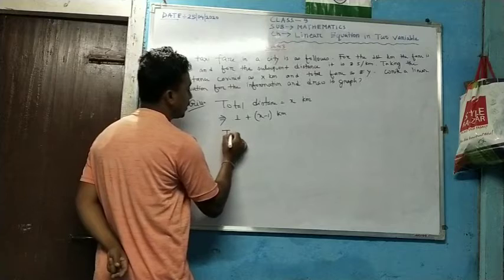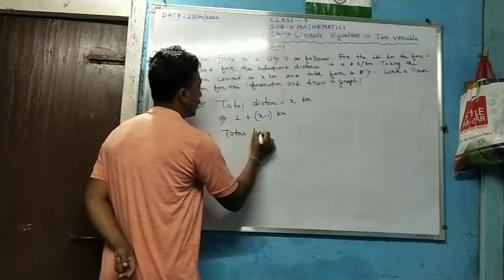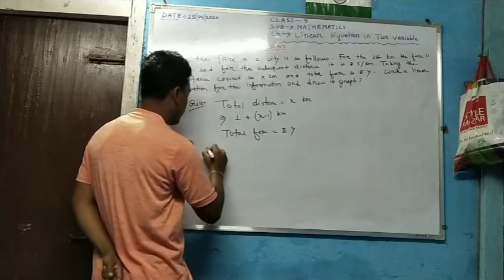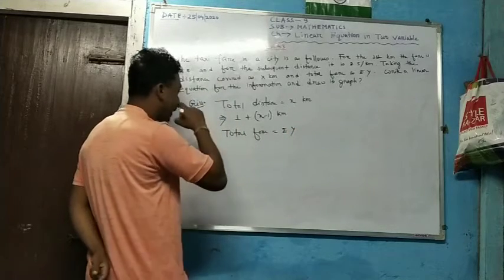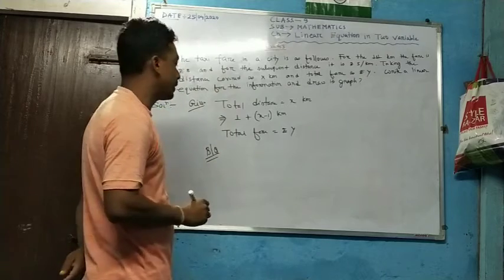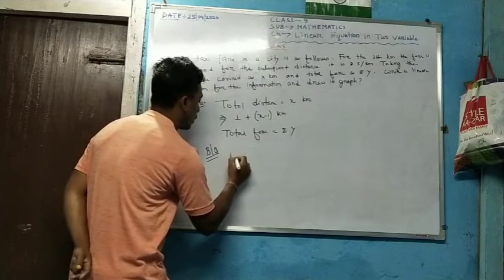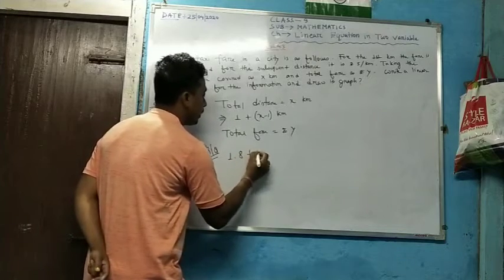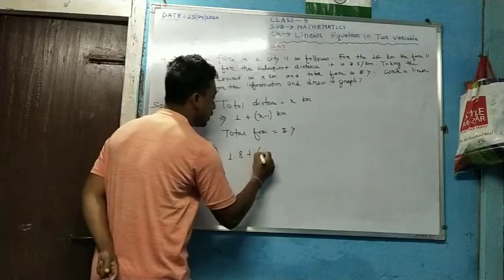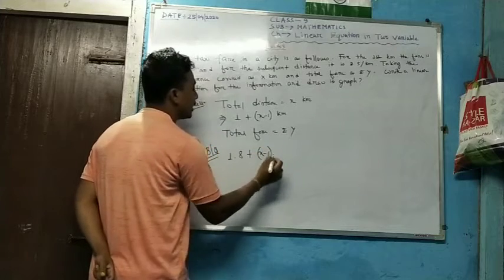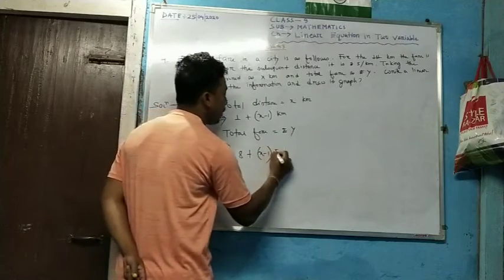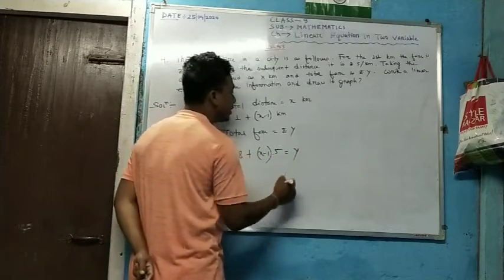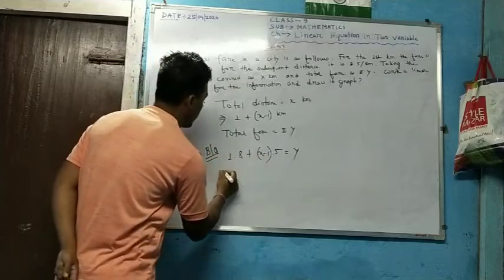Total fare equal to rupees y. According to the question, for the first kilometer he is going to pay rupees 8. That is, 1 distance into fare, 1 into 8, plus, for the rest of the kilometers, which is x minus 1, he is going to pay rupees 5. And the total fare is rupees y. Now solve this equation.